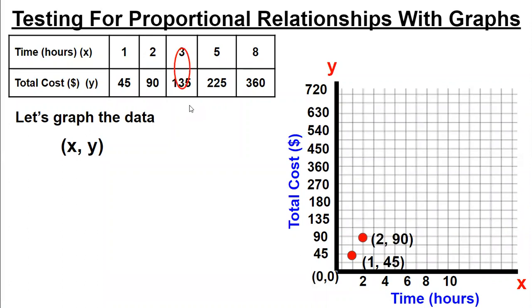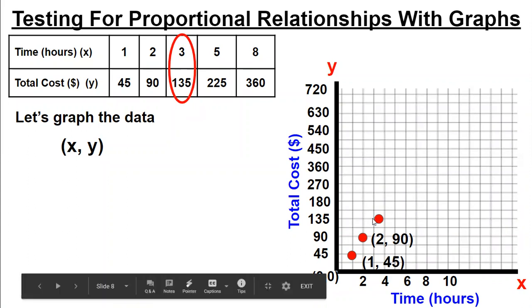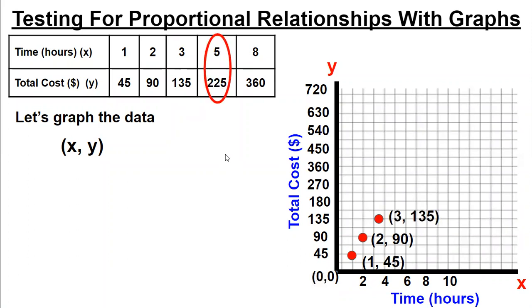We do the same with 3 comma 135. There's 3, 135. Should be on the line. It's a little shifted. It should be right on the line there. And the next point is 5, 225. That one's shifted a little from the line too. And then the last one is 8, 360. There it is. And then the fun part, connect the dots. And there is our graph.